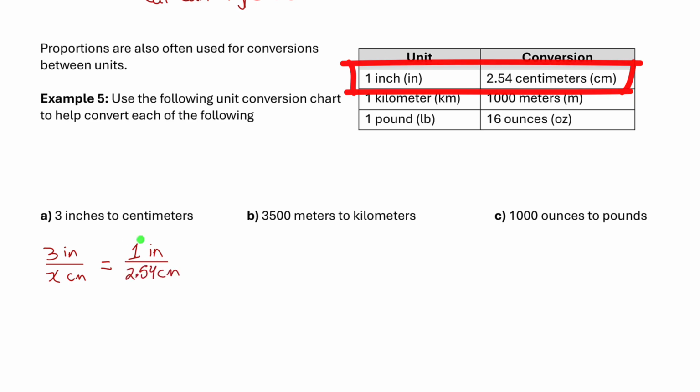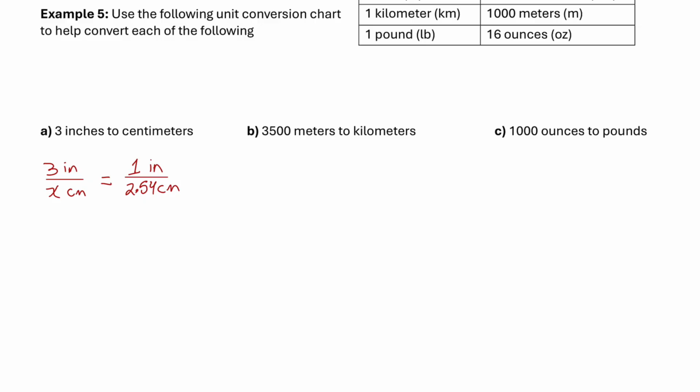Well, if in 1 inch there's 2.54 centimeters, then in 3 inches there would be 3 times that amount of centimeters. But how can we show that algebraically? When you have a proportion where we have rates equal to each other like this, we can use the method of cross multiplication. So I can do 3 times 2.54 and set that equal to the product of x times 1, which is just x. So this would give me an answer of 7.62 is equal to x.